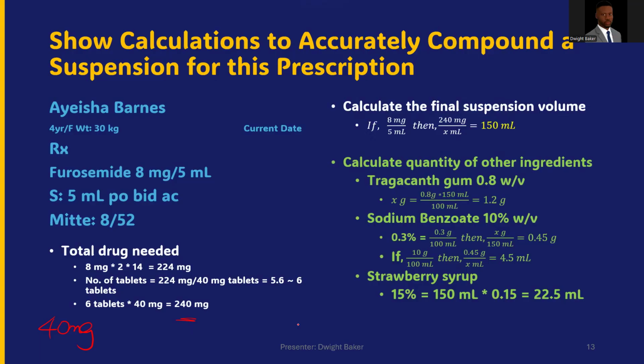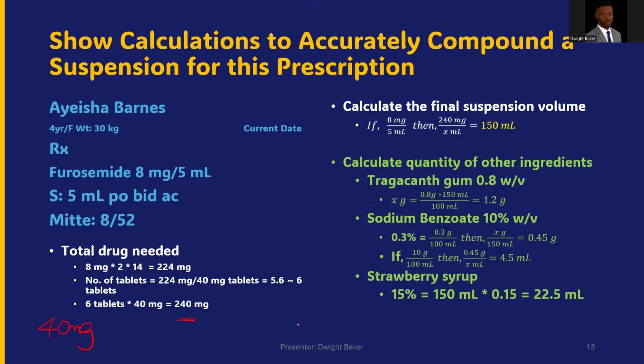So the tragacanth gum, for example, we know that we can use a concentration of 0.1 to 2%. And for this one, we use 0.8%. And so once you work that out, you will get 1.2 grams of tragacanth that should be added to the final preparation to be used as a suspending agent.